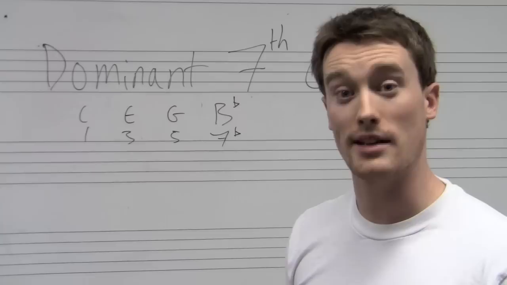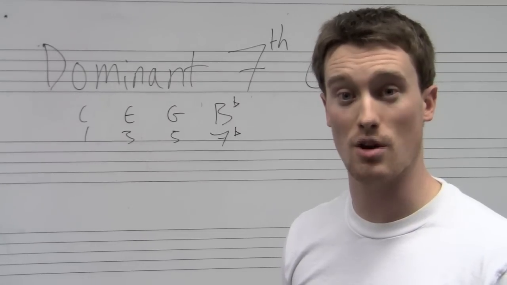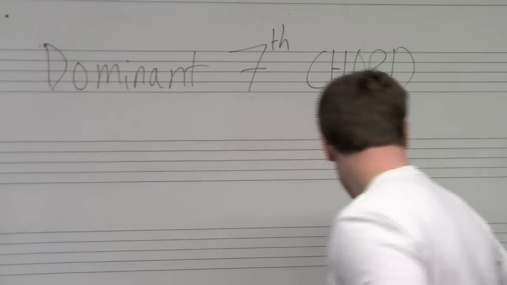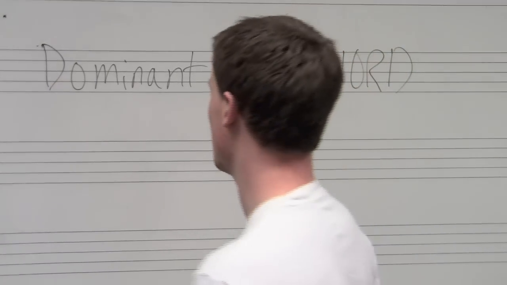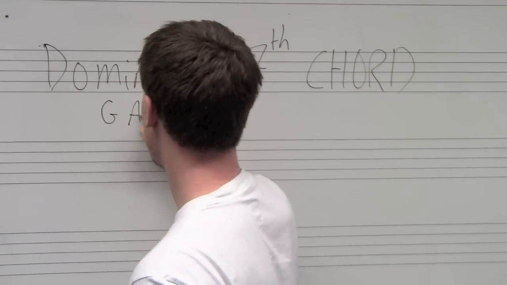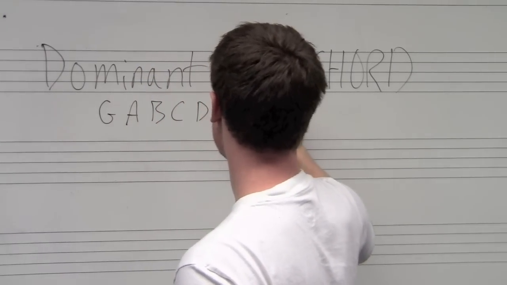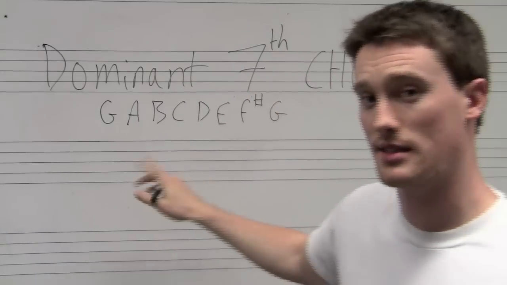I'll give you another example. Let's choose G. So I'll do a G dominant 7th chord. Here we go. So first, you write out the notes in the G major scale: G, A, B, C, D, E, F sharp, and G. Then you write down the scale degree numbers.